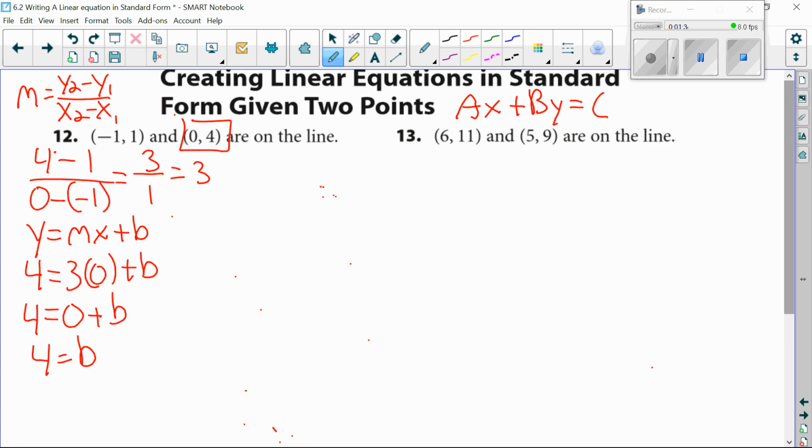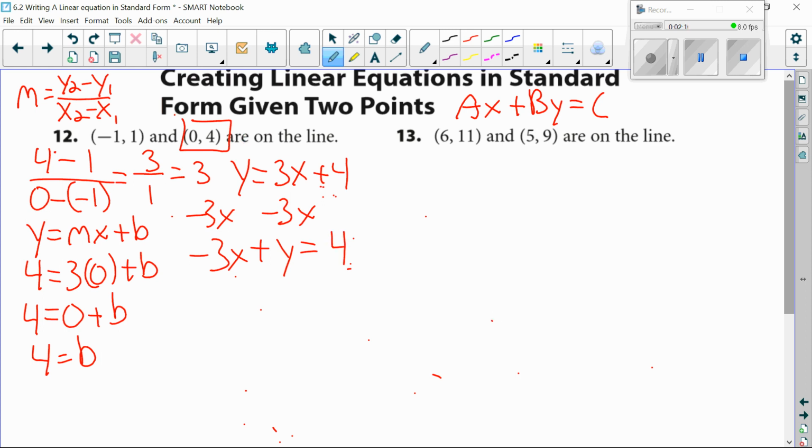Now I have my y-intercept, and I can write my equation as y is equal to the slope, 3, times x plus 4. Now that's in slope-intercept form. And all I have to do now is change it into ax plus by equals c standard form. I'm going to do that by getting the number by itself and moving the 3x over to the left. So if I subtract 3x on both sides, that's going to leave me with a negative 3x plus y is equal to 4.